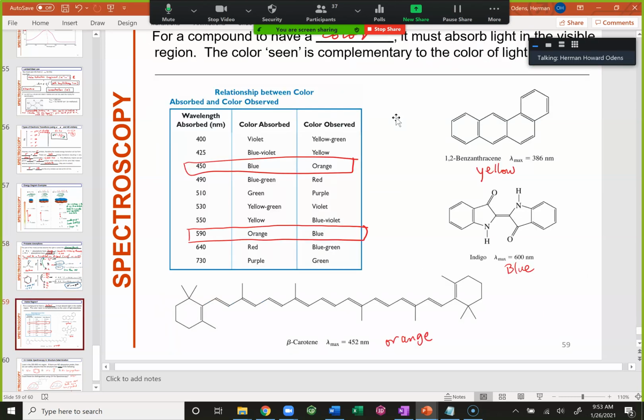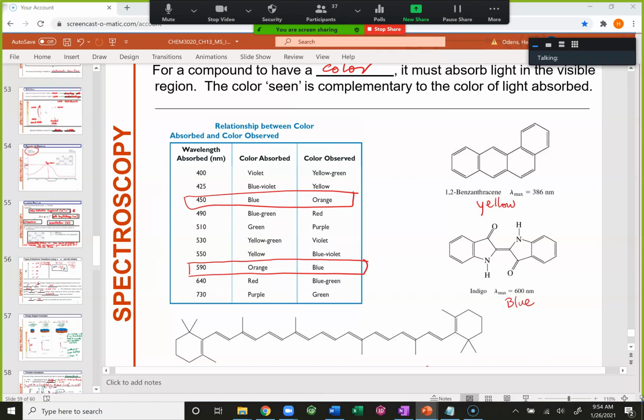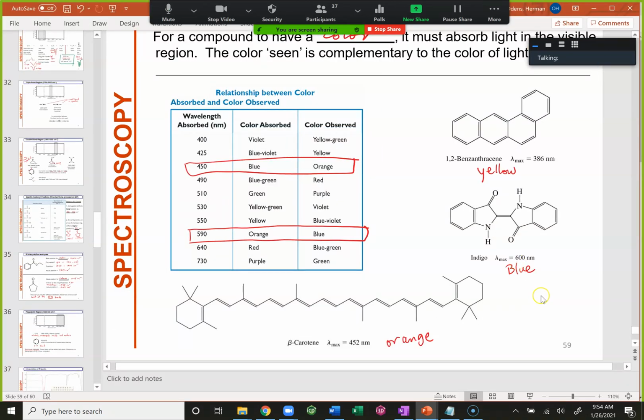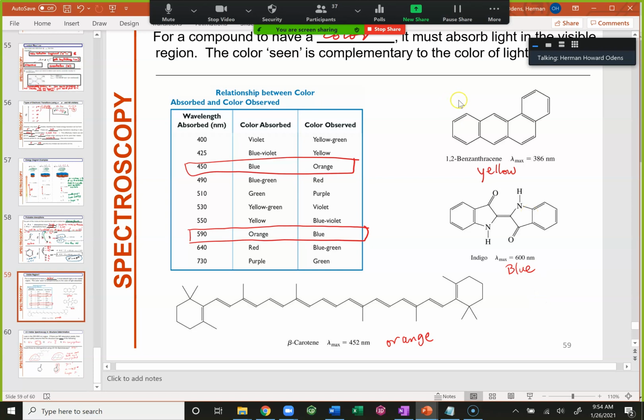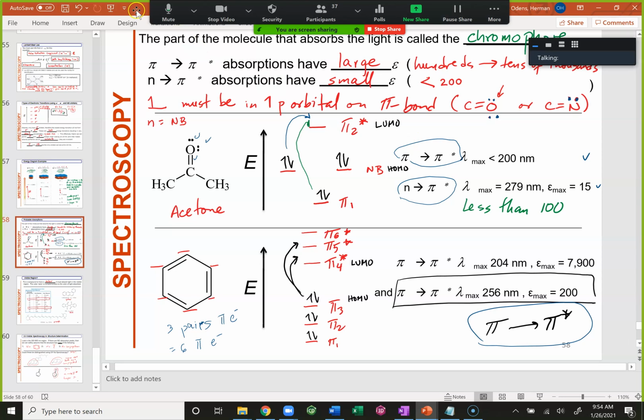All right, let's go to the next thing about UV-vis here. Let me pull this down a little bit. I cannot read that well. I can still not read it well. Oh, give me 1 sec.